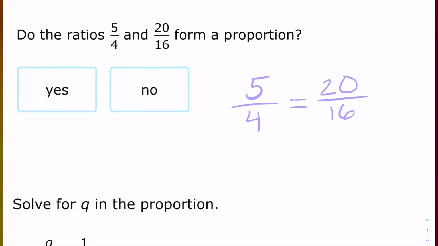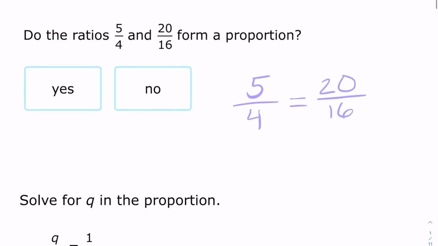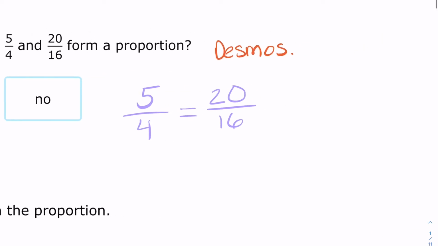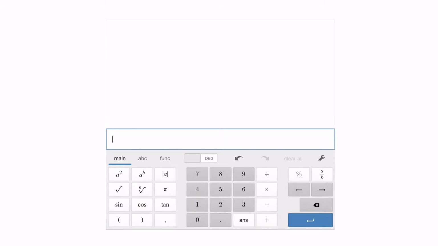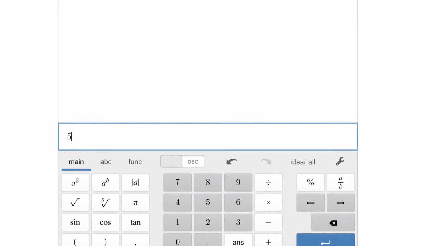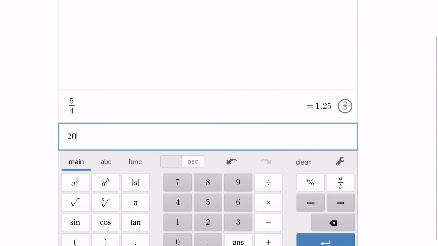So I already have Desmos set up. I'm going to put a little note here. Desmos.com has a free calculator app. Well, it's a calculator software. So if you go to Desmos.com, I already did some of these. Looks like we did 5 divided by 4 and 20/16. So 20 divided by 16. And it looks like they both equal 1.25.